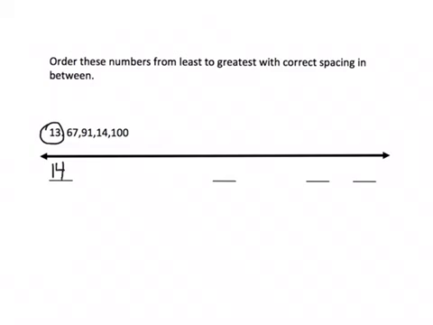Which number would be last? 100. All right, 100 would be last. Which number is really close to 100? 91. 91 is really close to 100. And then which number is far away from 14 but kind of close to, yes, 91? That would be 67. So no, it's not perfect, but it kind of shows I understand that 67 is closer to 91 than 14. We're also showing that I understand 91 is much closer to 100 than 67. Get it?